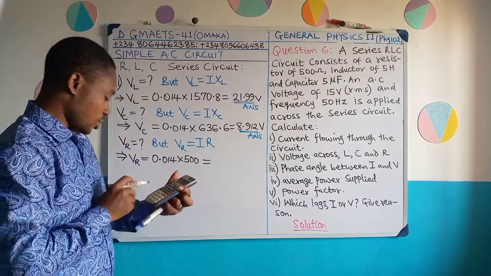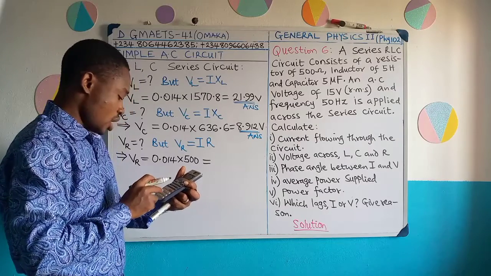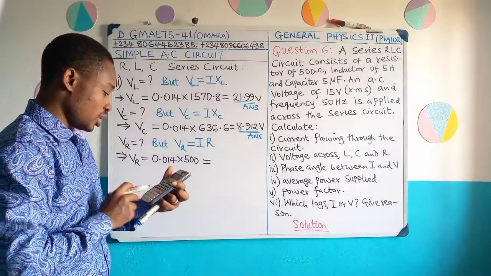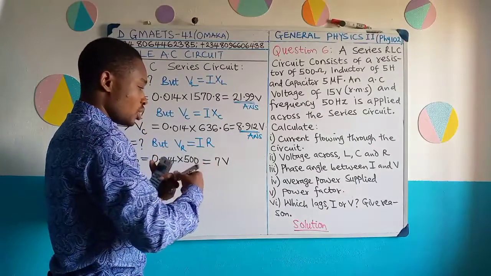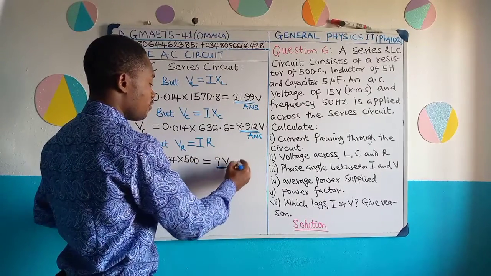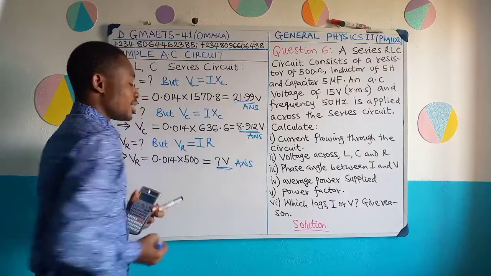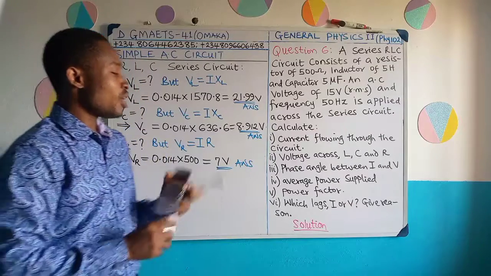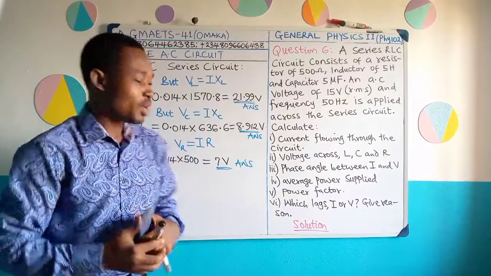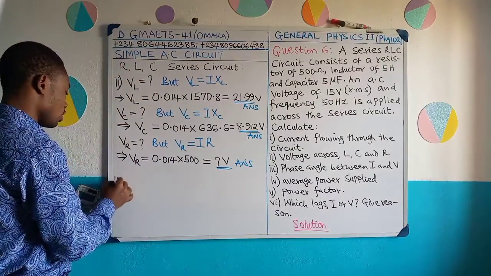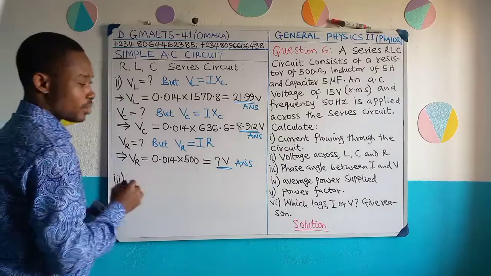Let's see what this one will give us. So 0.014, I will multiply by 500. This one gives me 7 volts. 7 volts. So I will put that as the answer. So we have finished that one. Yeah, we are moving small. Let's see the third part of the question. The space where they go carry them. So I will solve it.